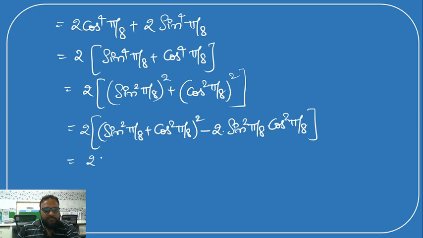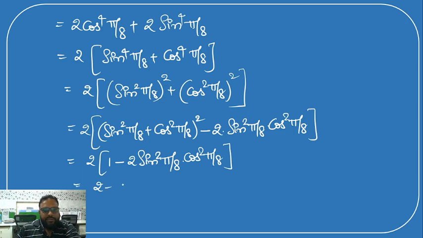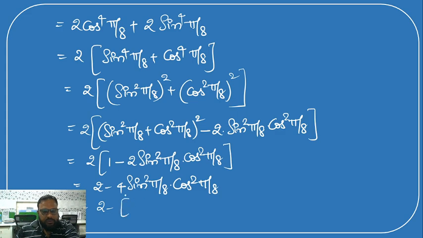So this becomes 2 into this complete part is 1, 1 minus 2 sin square pi by 8 into cos square pi by 8. When you open the brackets, it becomes 2 minus 4 sin square pi by 8 into cos square pi by 8. Right? Next step. Here, 2 minus this 4 sin square pi by 8 cos square pi by 8, I can write this as 2 minus 2 sin pi by 8 cos pi by 8 whole square.